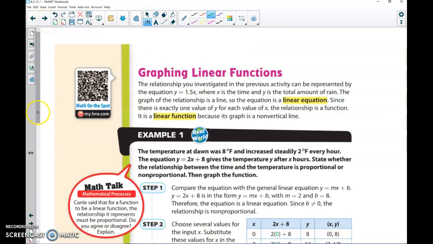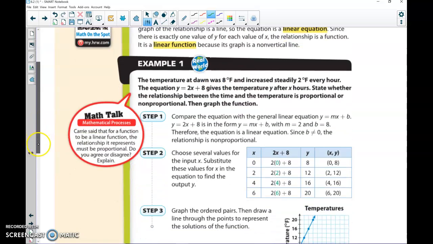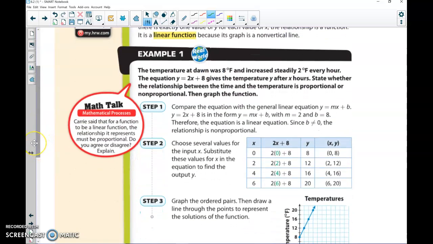So if I look at example 1, the temperature was down 8 degrees and then steadily increased 2 degrees every hour. The equation 2x plus 8 gives the temperature after x hours. State whether the relationship with the temperature is proportional or non-proportional. So remember, the difference between proportional and non-proportional is, does it start at 0?